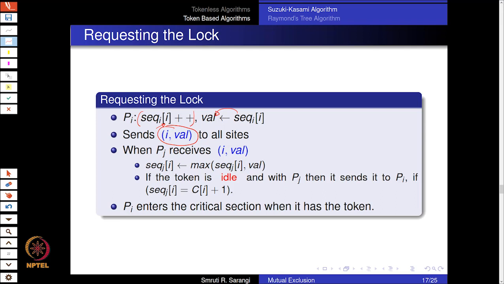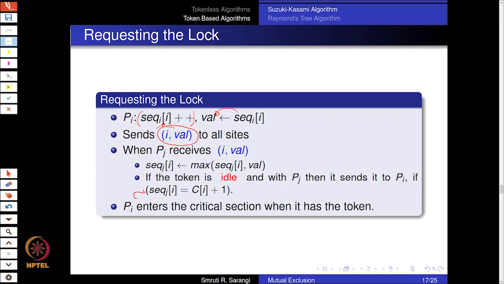When pj receives (i, val), what does it do? Well, it does the standard thing that it increments its vector clock. So it sets the ith entry as a max of sec j i and val. If the token is idle, meaning that it's not being used and it's there with pj, then it sends the token to pi. If, right, so this if is important.